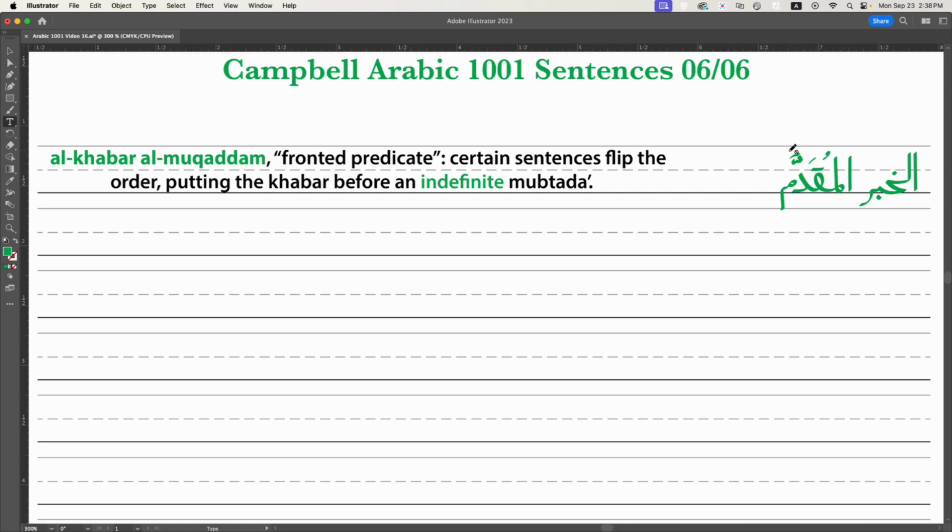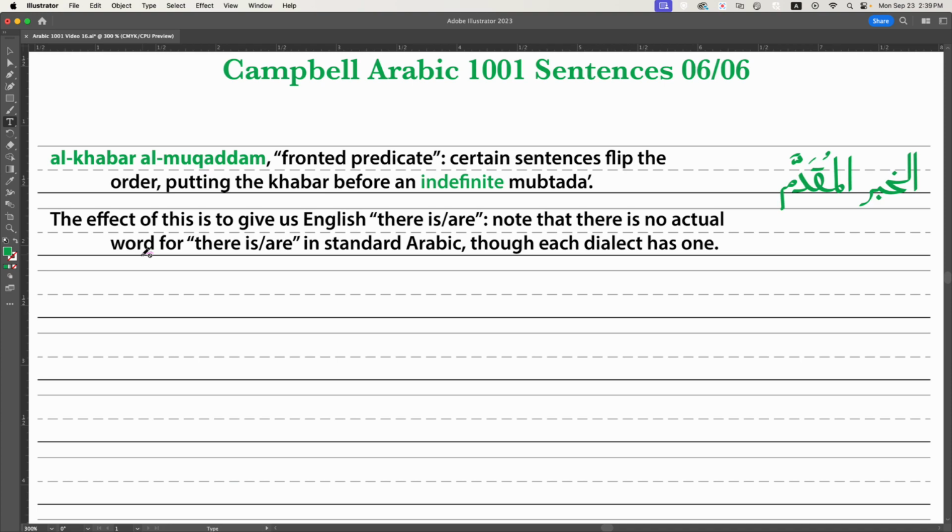The word muqaddam, the qaf dal mim root, has a ton of words associated with it, and all of them have to do with moving something forward. So it really means like the khabar that has been moved forward, but in English we just call it fronted predicate. Certain sentences in Arabic will flip the order of the mubtada and khabar, putting the khabar first and then an indefinite mubtada. And I've put indefinite in green here because this is really key to making these sentences work.